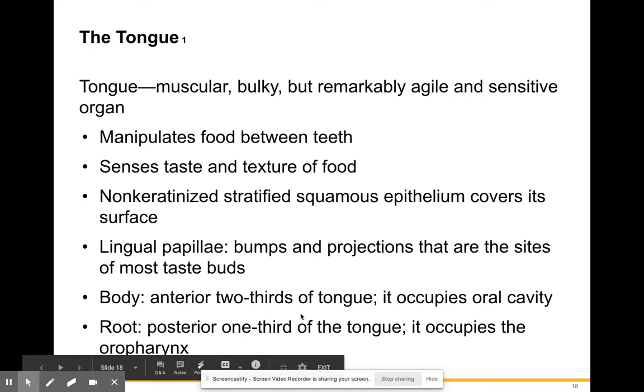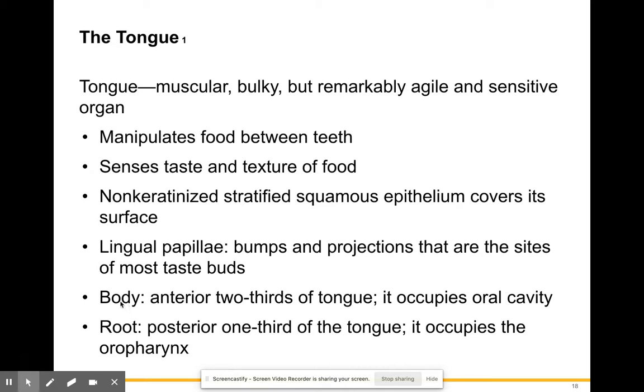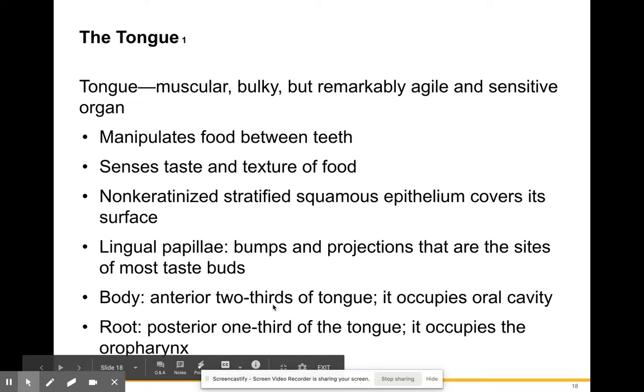You can break up the tongue into two major portions. The first two-thirds of the tongue is called the body, and it occupies the oral cavity. So from your lips, basically to where your teeth end, is your oral cavity, and that's where two-thirds of the tongue is going to be located. The last one-third of the tongue is going to occupy the oropharynx, which is basically the end of your teeth to your throat. That's where the last one-third of your tongue is going to be.